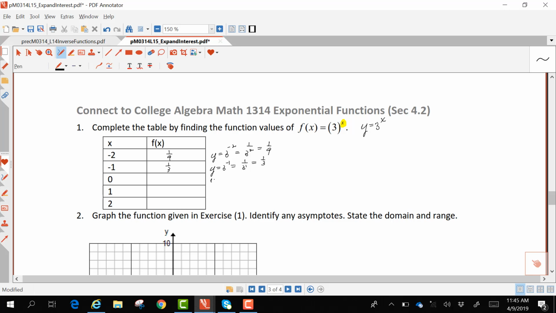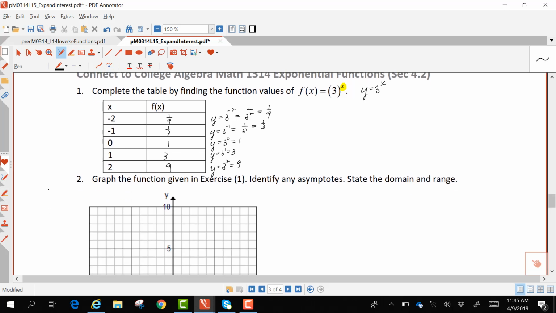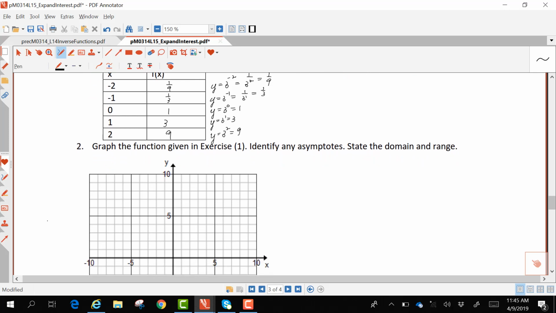If your x value is 0, this is 3 to the power of 0, which equals 1. If your x value is 1, this is 3 to the first power, which is 3. And if your x value is 2, this is y equaling 3 squared, which is 9. So they've given you x values, you calculate the y value, so then you have ordered pair of points that you graph in number 2.